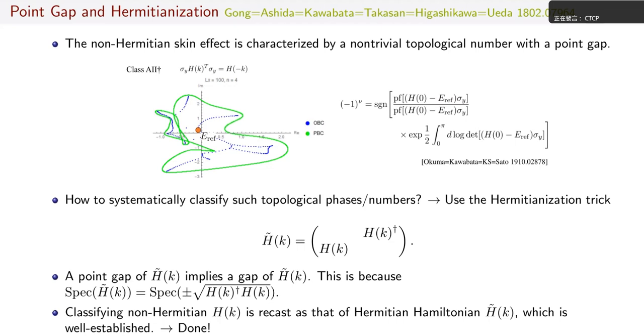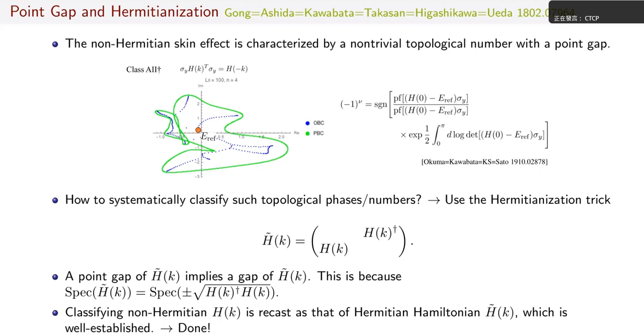Yeah, I think Tauta is trying to say there's a typo. The point gap of H, not H tilde. Yes, sorry. Thank you. And what's the meaning of H0? This one? Yeah, it's H of k. Sorry, this is also a typo. This should be H of k, and this is H0, and this should be H pi. Sorry for many typos.